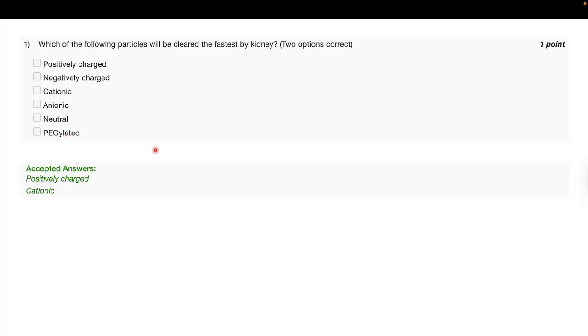Pegylated will not be, because pegylated means that you have PEG chains all over your particle. These PEG chains increase the size of these particles. That is one of the reasons why people do pegylation of particles. Pegylation is nothing but the addition of polyethylene glycol to the membranes, to the drug surface, and because it increases the size of these particles, it is difficult for the kidneys to clear them. So that's why the correct option is positively charged and cationic. Is this clear?